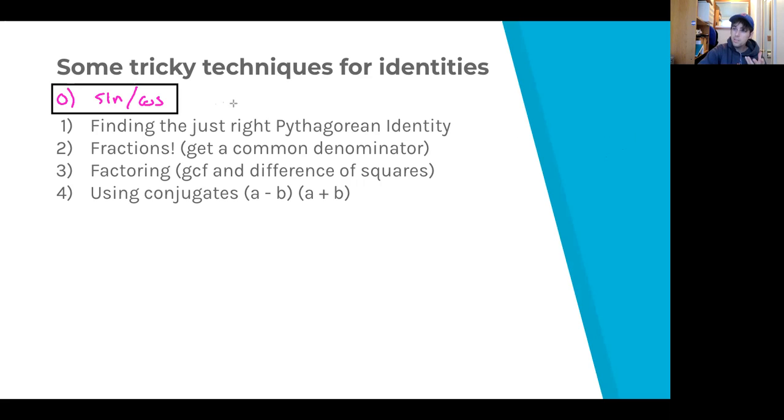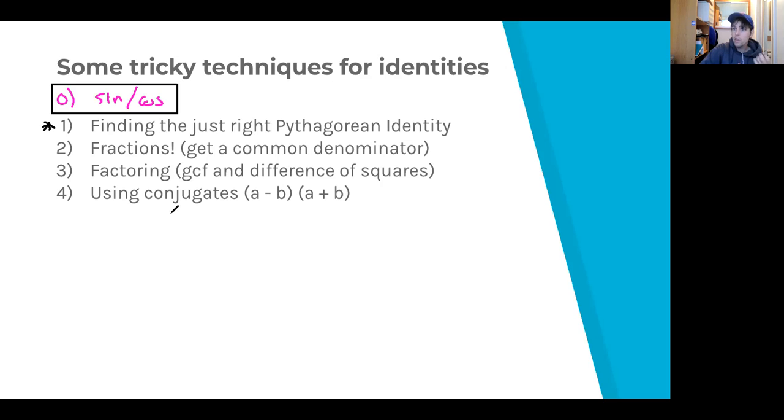But there are some other things in here that we need to keep in mind. So we're going to try to go through some examples of each of these. Finding just the right Pythagorean identity can be awesome. Like on that last warm-up problem, we found a nice Pythagorean identity that was necessary for finishing that out. Fractions. Sometimes we're going to have fractions. We're going to have to get a common denominator to put everything together. It doesn't matter if it's sine and cosine already. We're still going to have to be able to put those together. It's going to be an important skill.